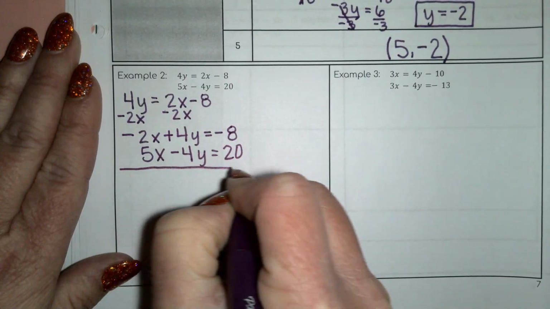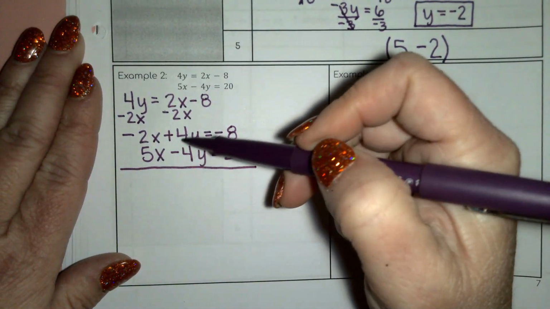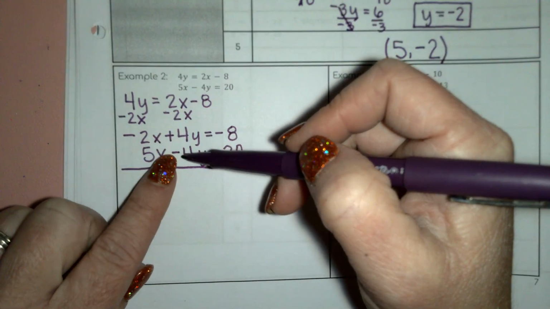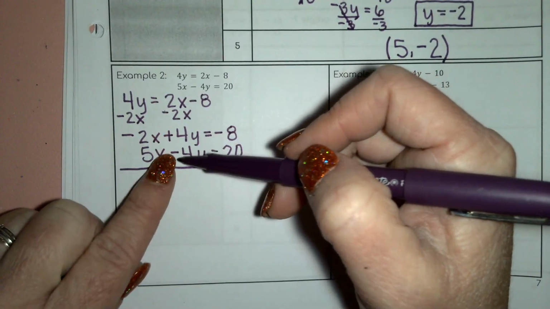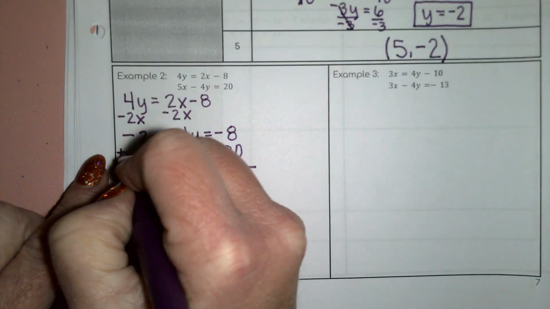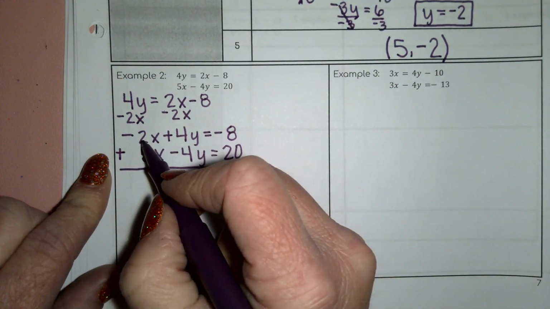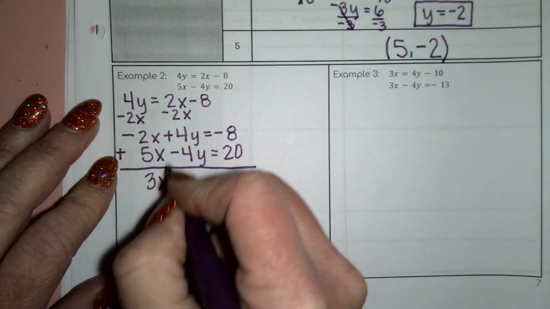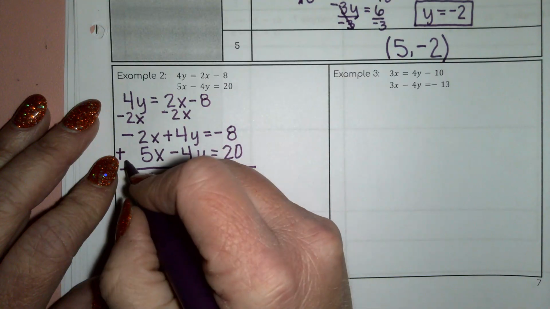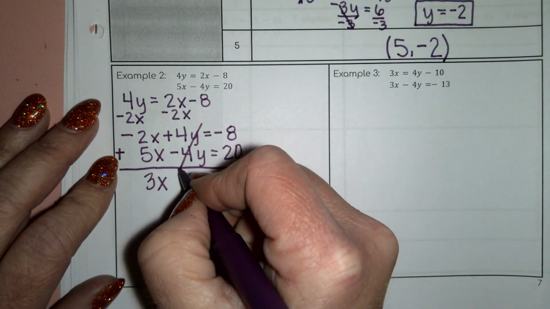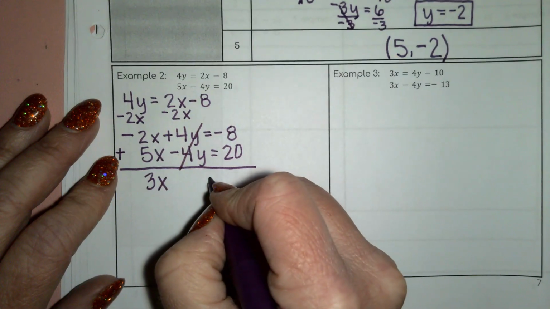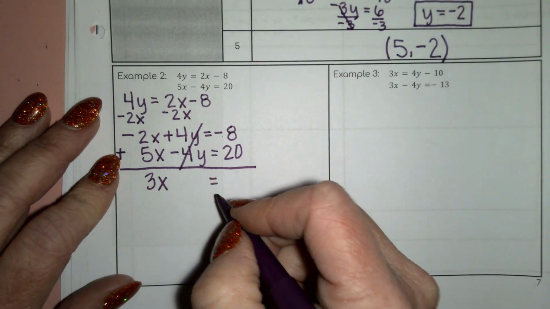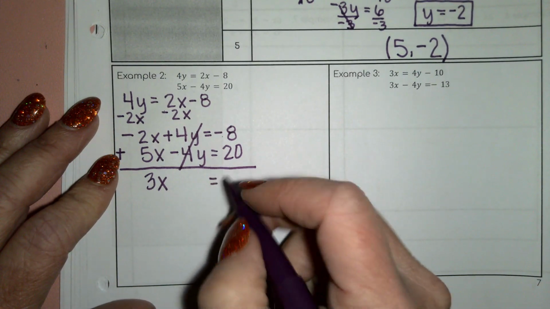Now, we need to decide, are we going to add or subtract? Looking at my 4's, are they the same sign or different? They're different signs, so I'm going to add the two equations together. Negative 2 plus 5 is 3x. Positive 4y plus negative 4y is 0, so I can mark those out, equals negative 8 plus 20 is 12.